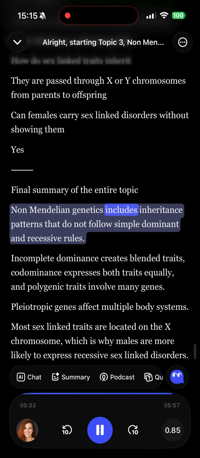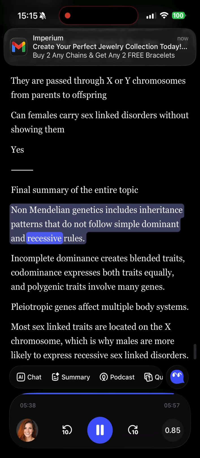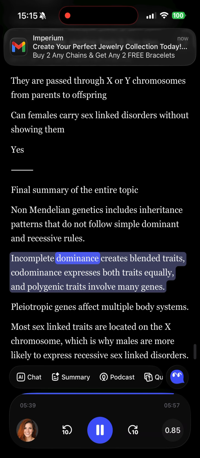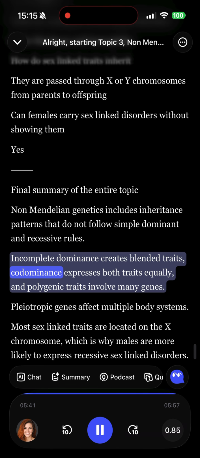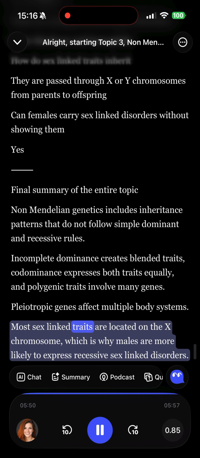Final summary of the entire topic. Non-Mendelian genetics includes inheritance patterns that do not follow simple dominant and recessive rules. Incomplete dominance creates blended traits, codominance expresses both traits equally, and polygenic traits involve many genes. Pleiotropic genes affect multiple body systems. Most sex-linked traits are located on the X chromosome, which is why males are more likely to express recessive sex-linked disorders.